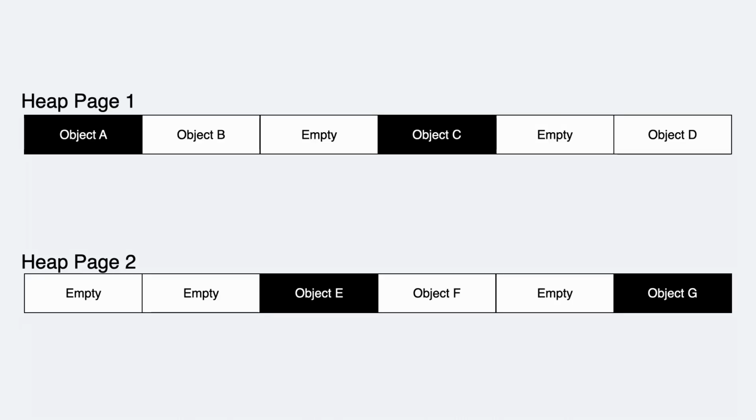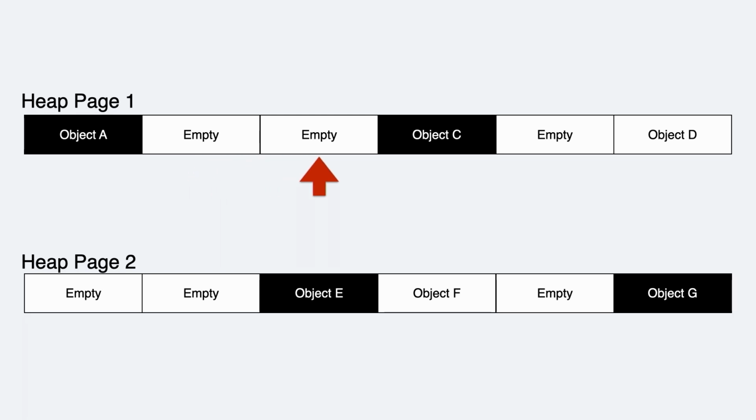Here's an example of the sweeping phase using an example with 2 heap pages. Marked objects here are shown in black, and unmarked objects are shown in white. We sweep by inspecting one object at a time. We first inspect object A, but since it is a marked object, we skip it and do nothing. Object B here is not marked, so we reclaim it, and now we're left with an empty slot that we can allocate a new object into.